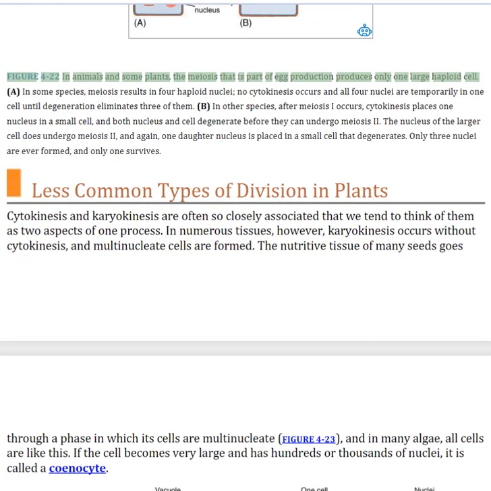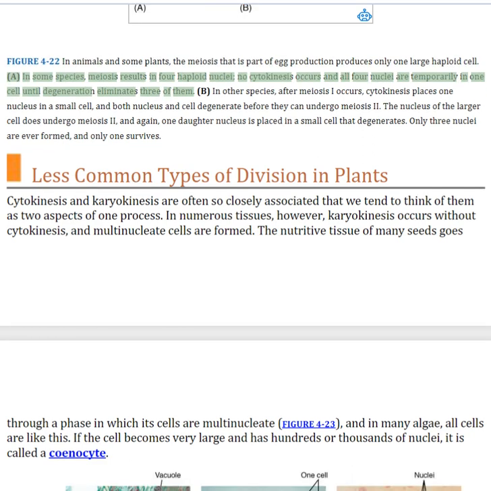Figure 422. In animals and some plants, the meiosis that is part of egg production produces only one large haploid cell. In some species, meiosis results in 4 haploid nuclei, no cytokinesis occurs and all 4 nuclei are temporarily in one cell until degeneration eliminates 3 of them.